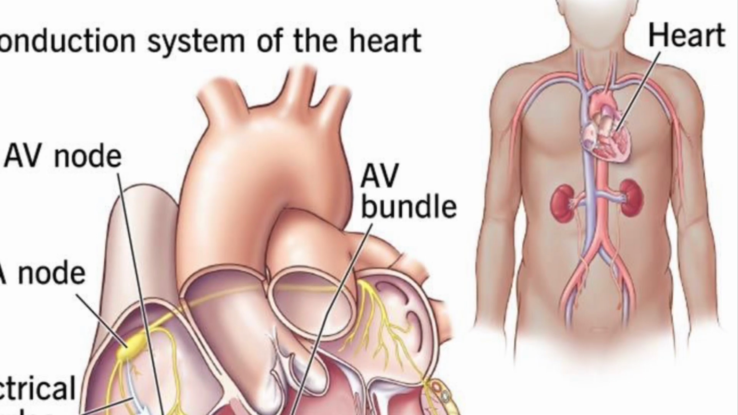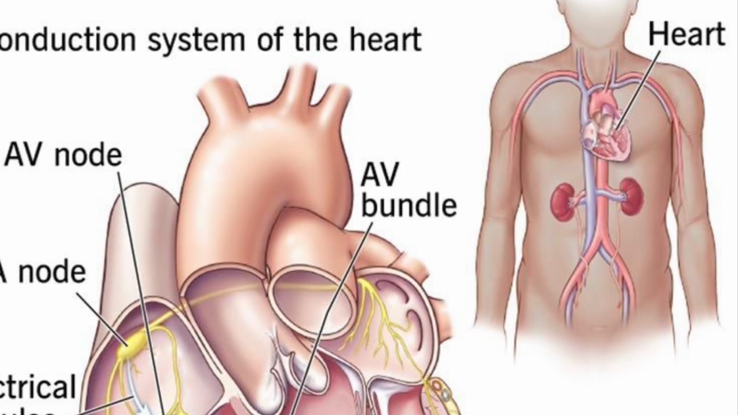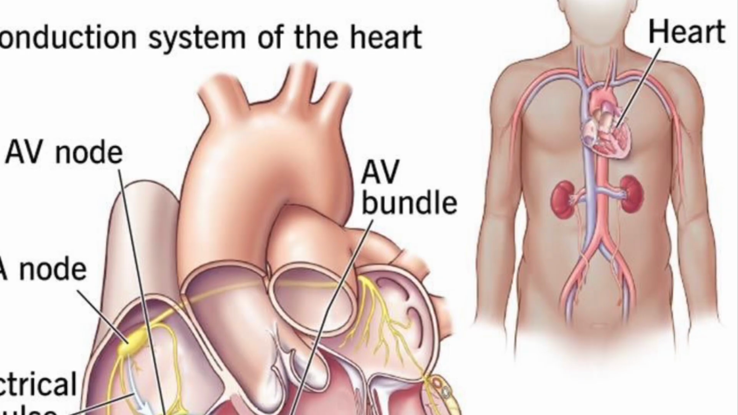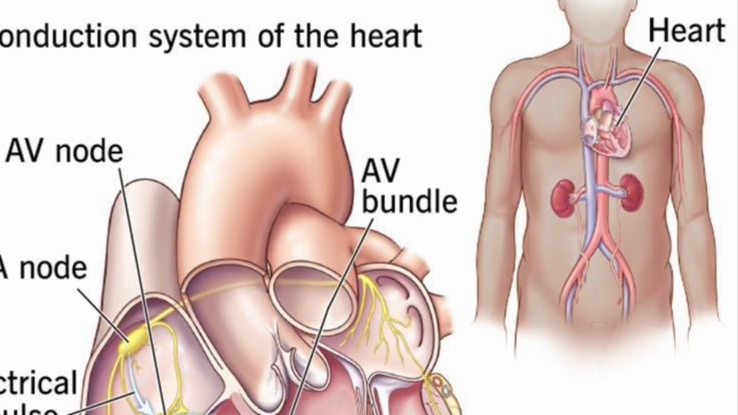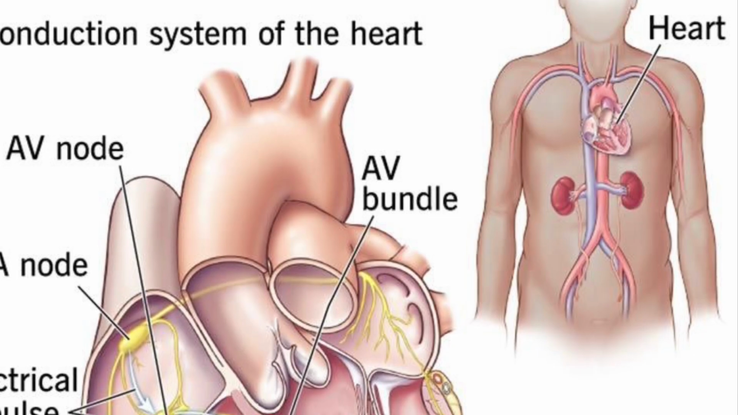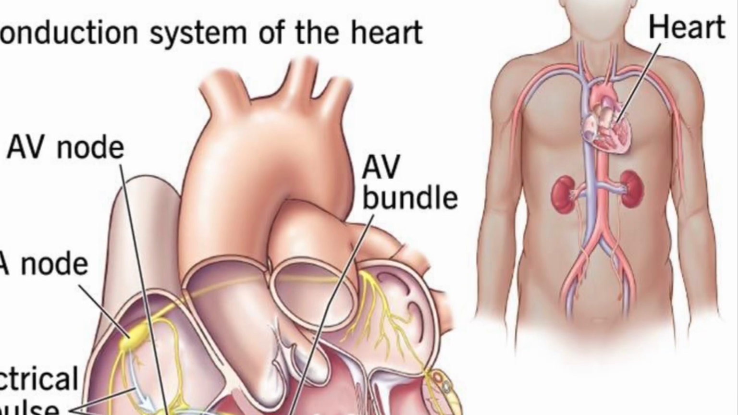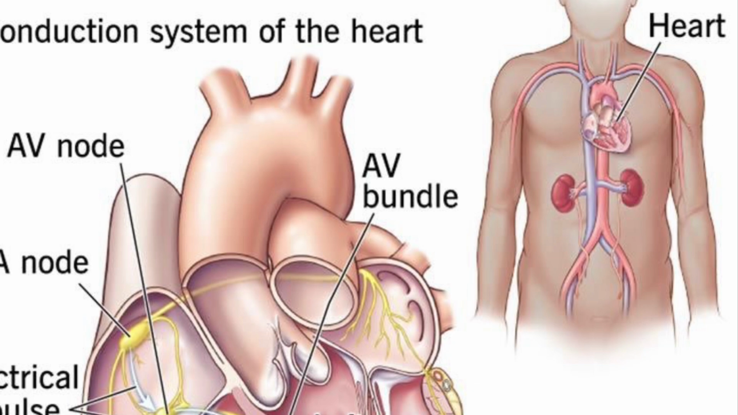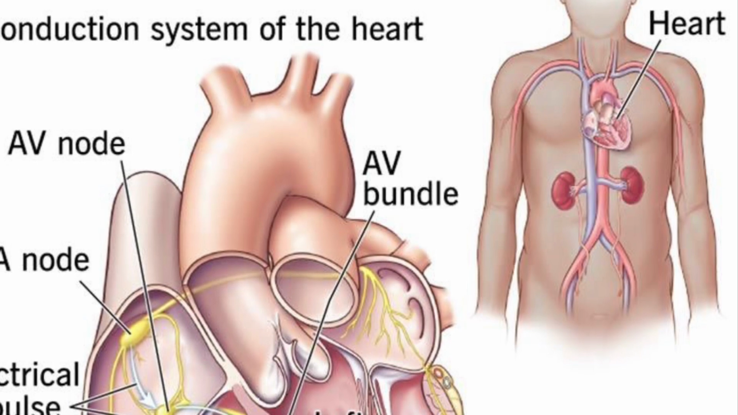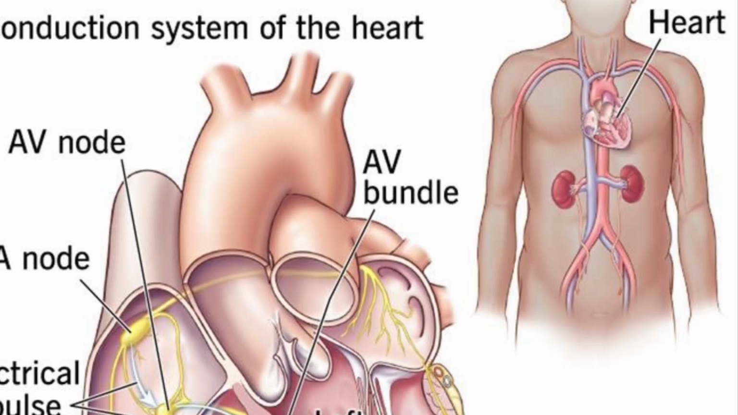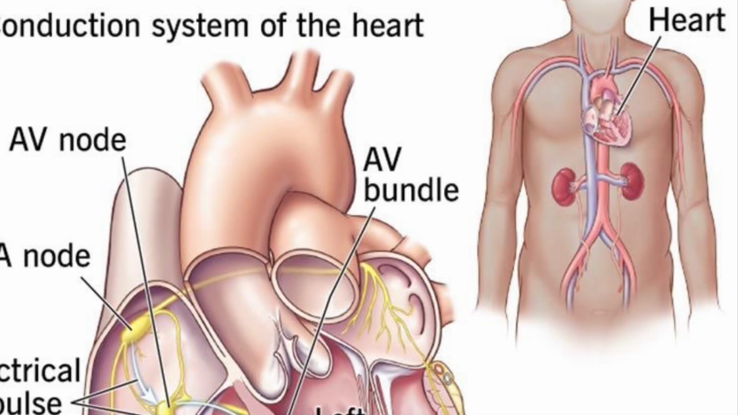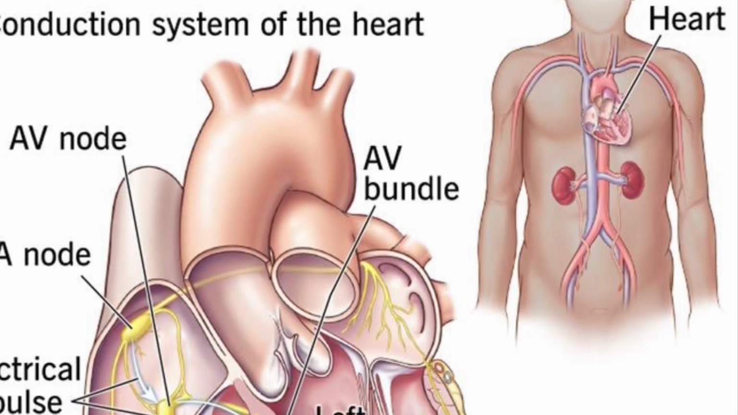Very good job. Most people got that one right. All right, so preload. That is going to be the volume. Did we hear that word? Volume. Preload is the volume of what is coming to the right atrium. So it's all the blood volume from my arms, my legs, my extremities coming back to the right atrium. So when you read various medications, it'll say it decreases preload. That's what we're talking about, the volume.